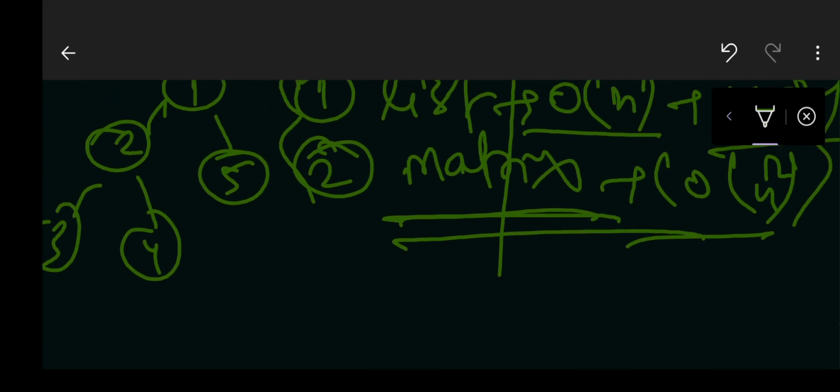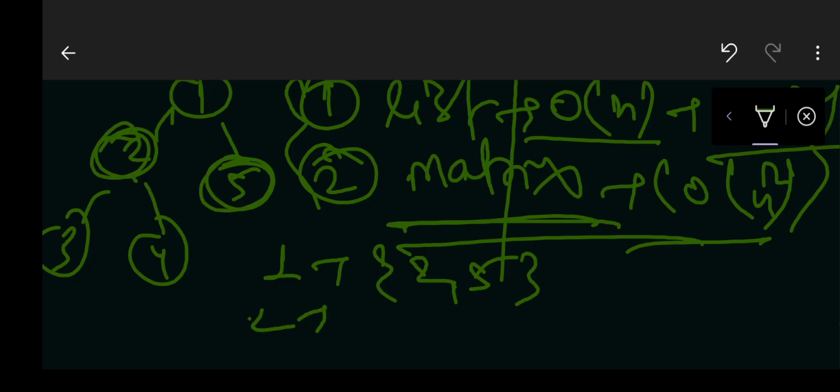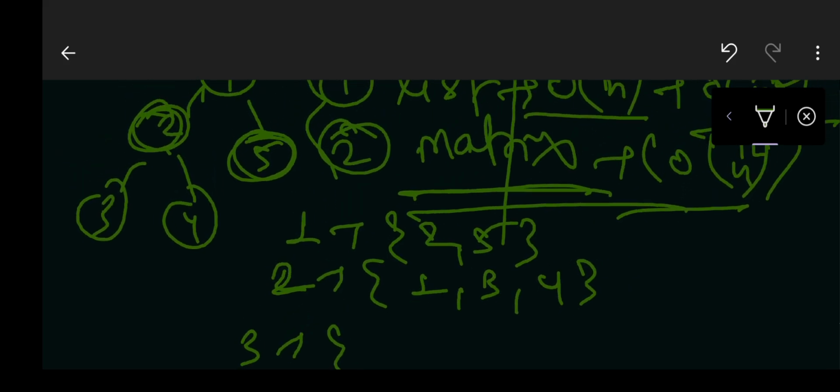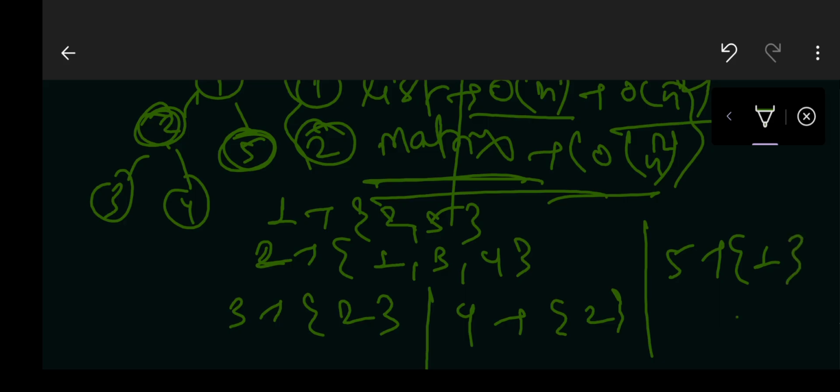Okay, how do we represent this graph now? You can say that one's neighbors are 2 and 5. Correct? What about 2? Who are the neighbors of 2? 2 has a neighbor 1, 2 has a neighbor 3, and 2 has a neighbor 4. Correct? What about 3? 3 has a neighbor 2, as you can see here. What about 4? 4 has a neighbor 2 only. What about 5? 5 has a neighbor 1 only. This is how you do this list representation.